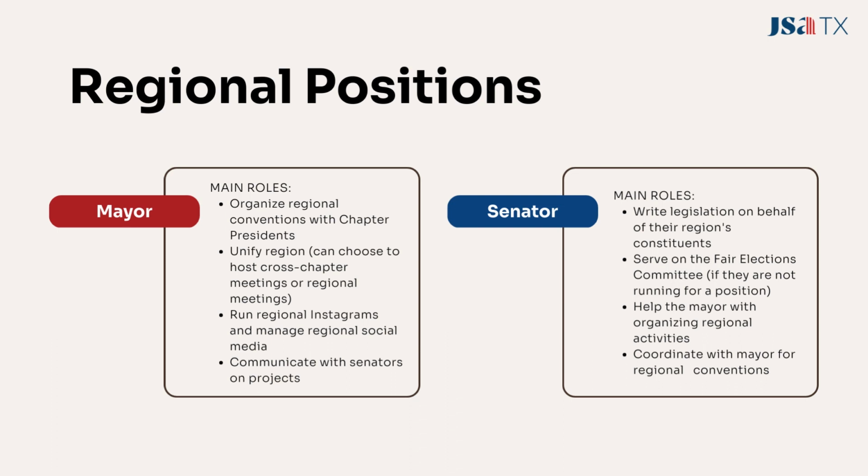Again, there are 2 senators, and those senators from each region are in charge of writing legislation on behalf of their region's constituents or whatever they see as fit or necessary for Texas JSA as a whole. And of course, that legislation is presented at Senate meetings. Then senators also serve on the Fair Elections Committee if they aren't running for a position. And senators will help the mayor with organizing regional activities and coordinate with the mayor for regional conventions. So the senator and the mayor of each region work closely together and also with each other.